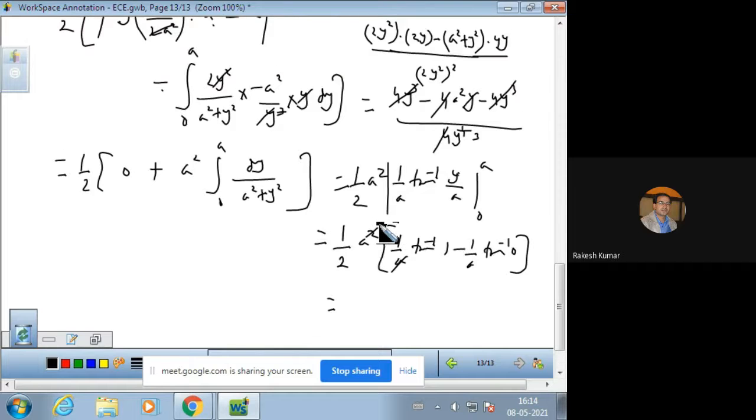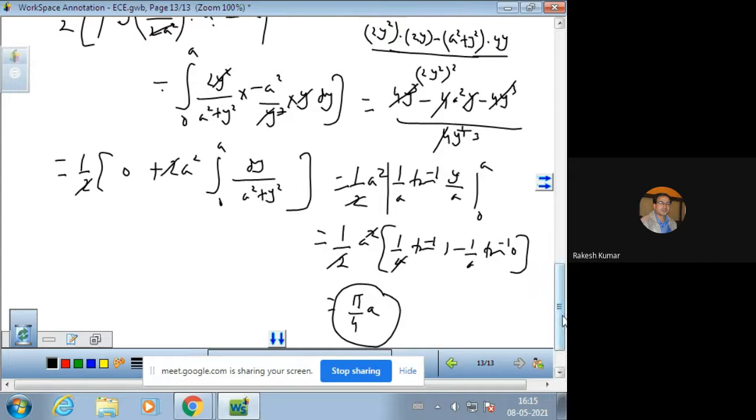Sorry. One more thing is there. Here we have 2. Remember, ये rectify करिए, यहाँ पर 2 miss हो गया. So that is 2 here, and that 2 will be cancelled with this 2. So this 2 need not to be taken, and you will have a, and tangent inverse 1 is pi by 4. So pi by 4a.